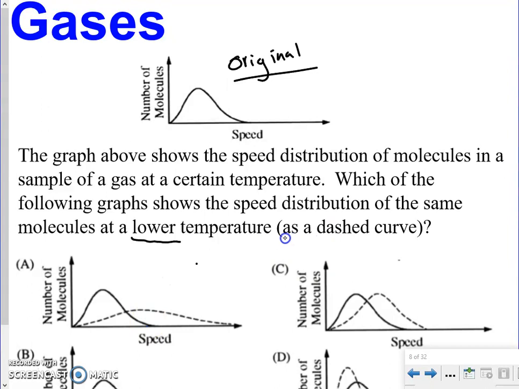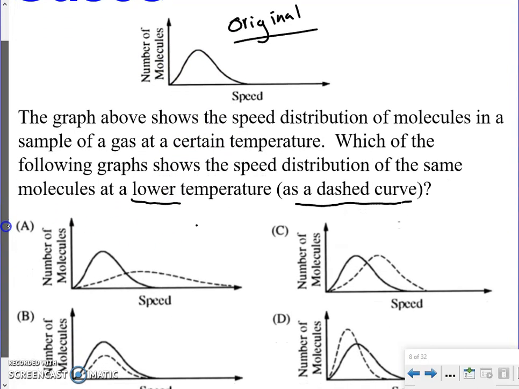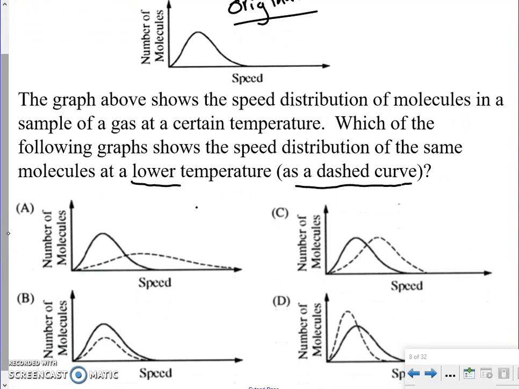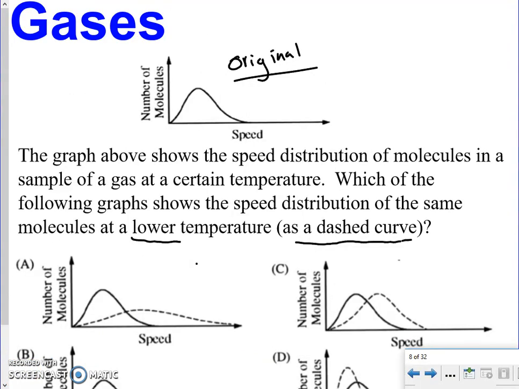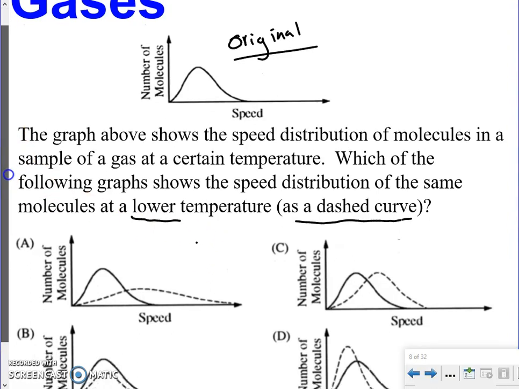Okay, and the lower temperature is going to be the dashed line, whereas the solid line is this original guy. So what I want you to do, pause for just a second. I'm going to scroll down so you can see everything down here. So A, B, C, and D are your choices. Pause, think through it, talk with your neighbors, see what you come up with. Okay, so hopefully we had the chance to actually think through this and pause and think about it. Let's go back down and look at these.